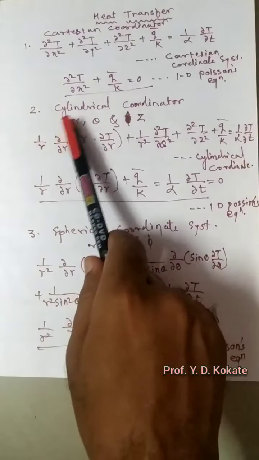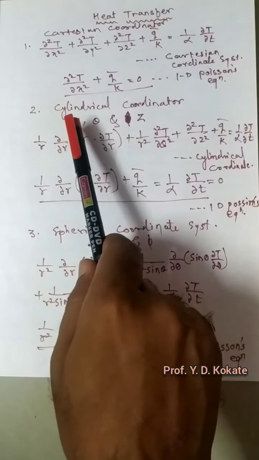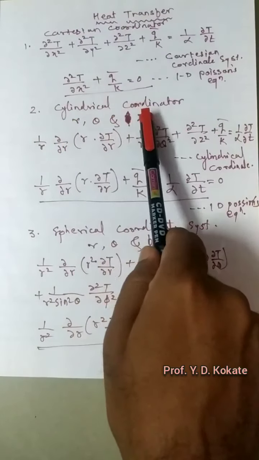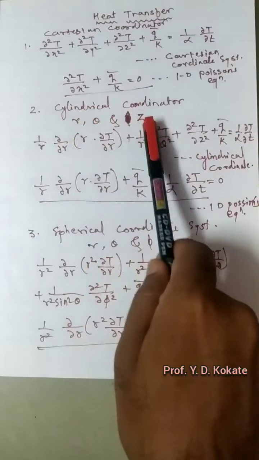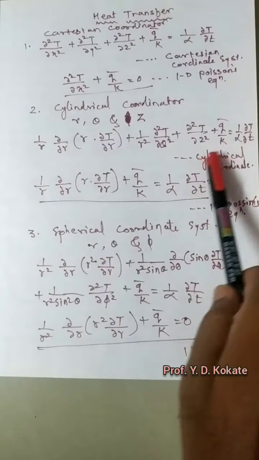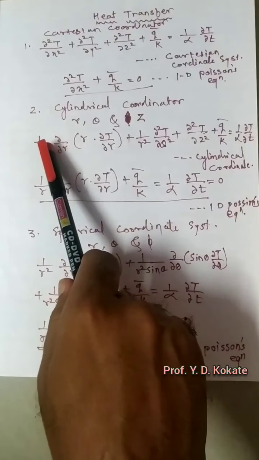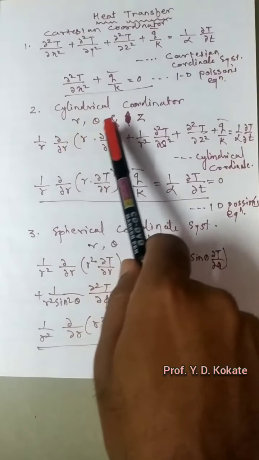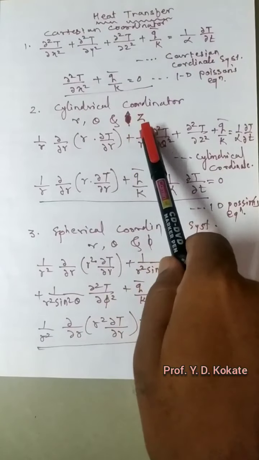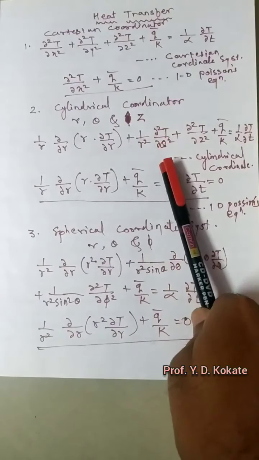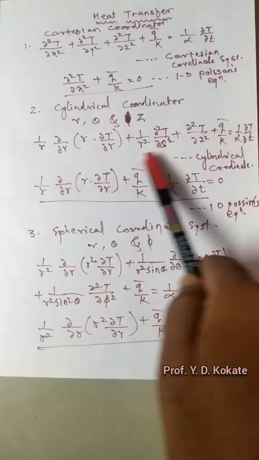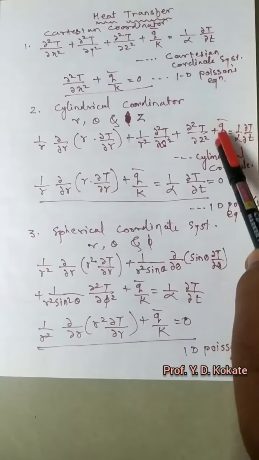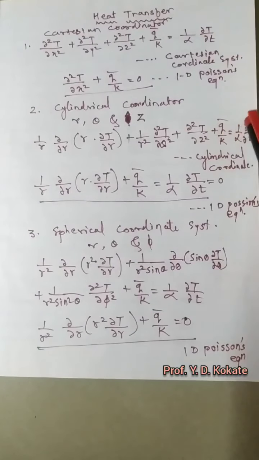So in a cylindrical coordinate system, the coordinates are r, theta, z, like in Cartesian coordinates x, y, z. Here r, theta and z are the coordinates. So finally if we derive the equation, we have 1 upon r d by dr into r dT by dr plus 1 upon r square d2T upon d theta square plus d2T upon dz square, plus q bar upon k, the internal heat generation, is equal to 1 upon alpha dT by dt.